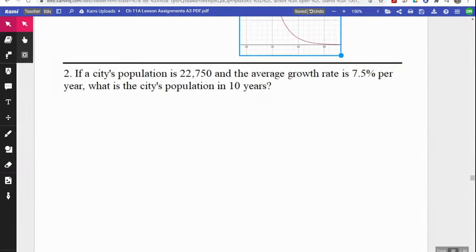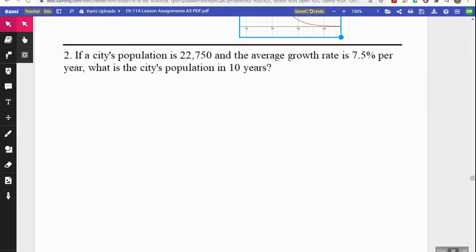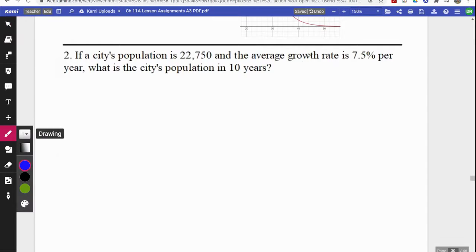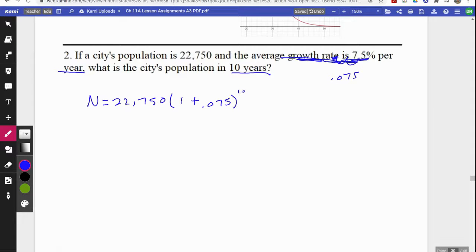Next is, if a city's population is 22,750, and the average growth rate is 7.5% per year, what's the city's population in 10 years? It does say per year. So this is the same situation. We could use N. N, the final amount, is equal to the initial amount, 1 plus, and now in decimal form this is 0.075, raised to the 10th power.